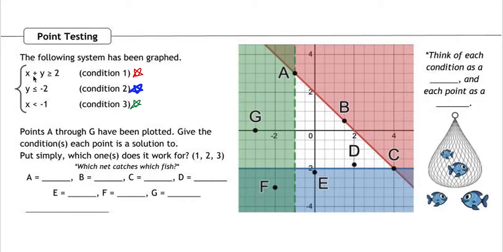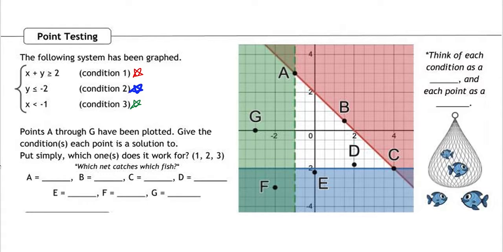So here we have x plus y is greater than or equal to 2. So as you can see, we have a solid line and the above side is shaded. We have y is less than or equal to -2. So there's y equals -2, solid line, below side is shaded. And here we have x is less than -1. So there's -1, dashed line, and the less than left side is shaded.